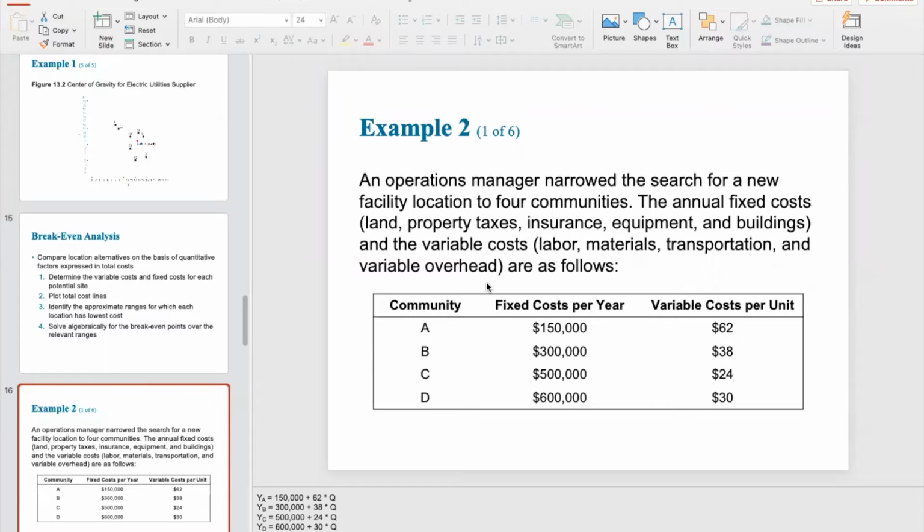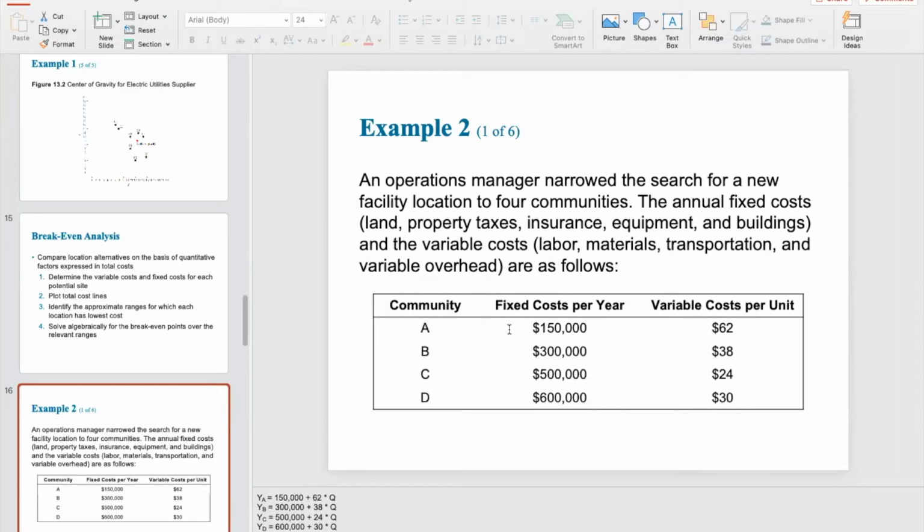Now let me ask you the first question. Suppose we know that our production plan will be 1,000 unit products. How can we calculate the total annual cost if we build our factory at community A or B or C or D? How do we do this kind of calculation? Very simple. Suppose our production plan is 1,000 units of this specific product. If we build our factory at community A, what would be the total annual cost?